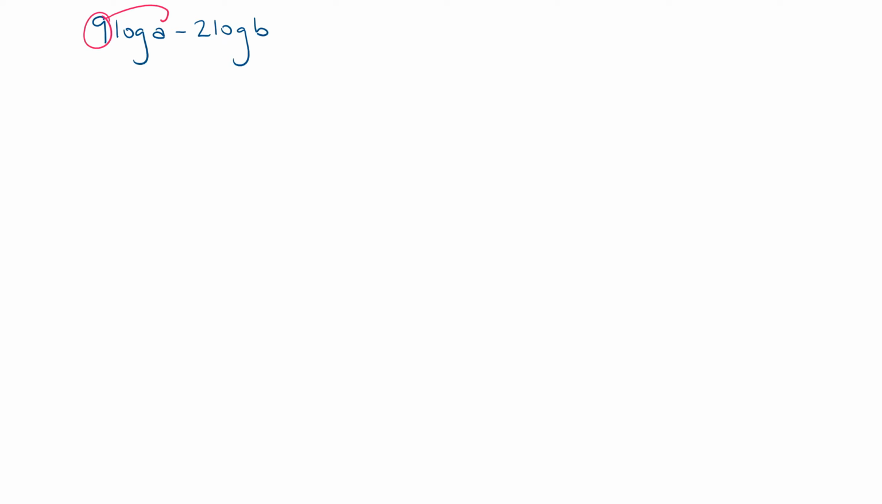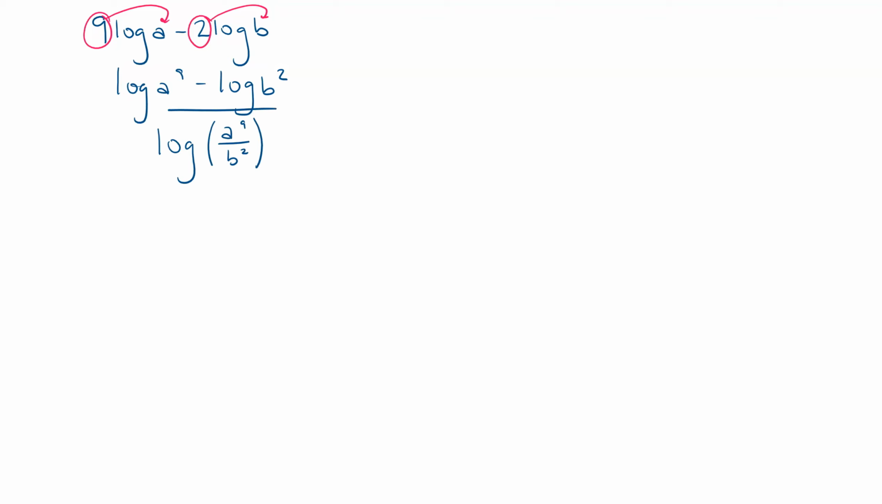I'm going to have the froggies jump up on the loggies. So I have log a to the 9 minus log b squared. Subtraction becomes division, so I have log a to the 9 over b squared. And that's our final answer.